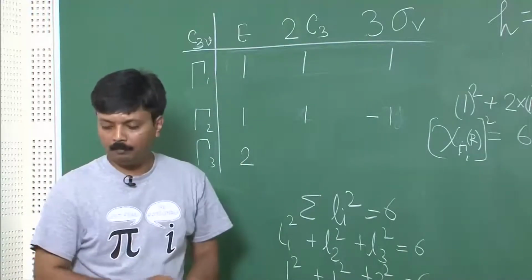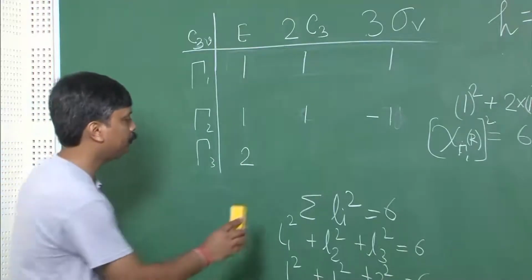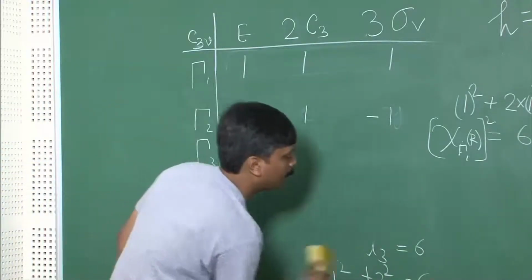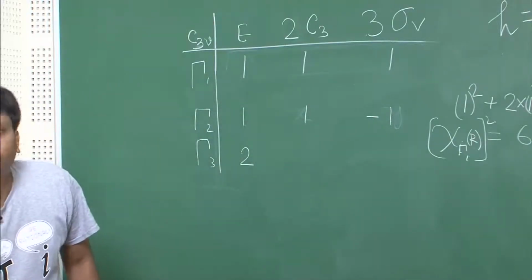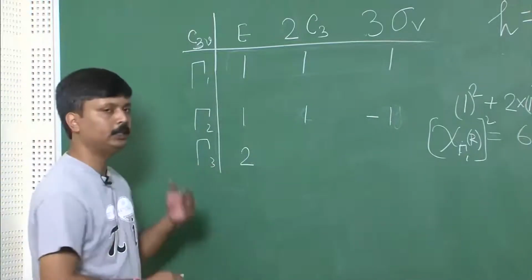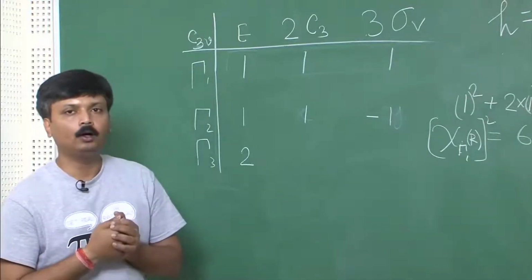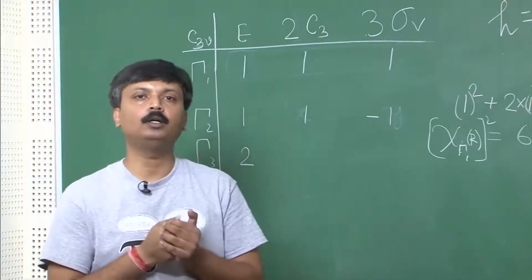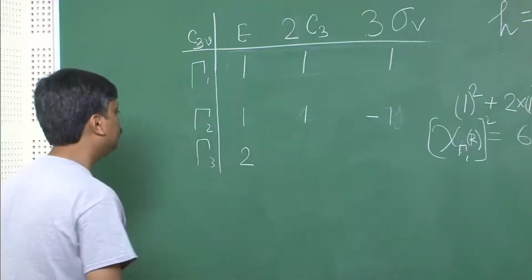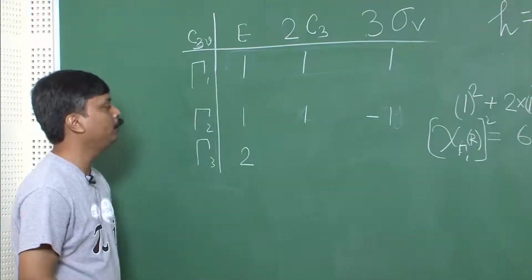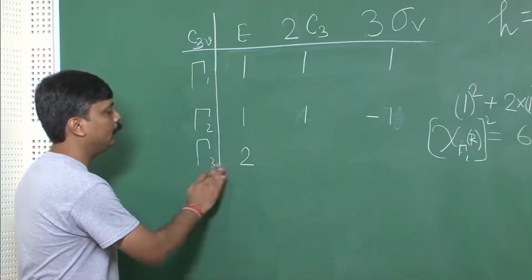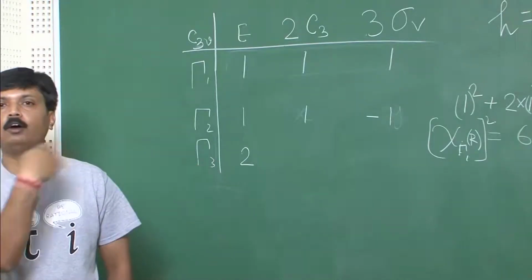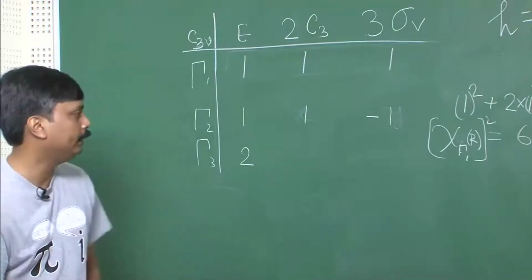So now I am left with the third irreducible representation, which is two dimensional. Here also we will use the rule of orthogonality of two irreducible representations, and we have to satisfy that this gamma 3 is orthogonal to any of the irreducible representations of this character table.